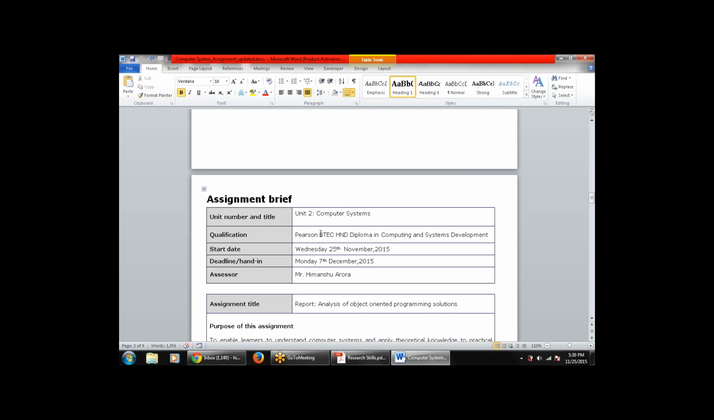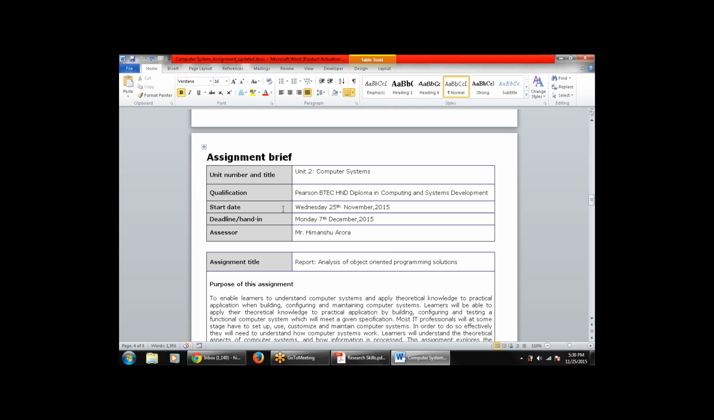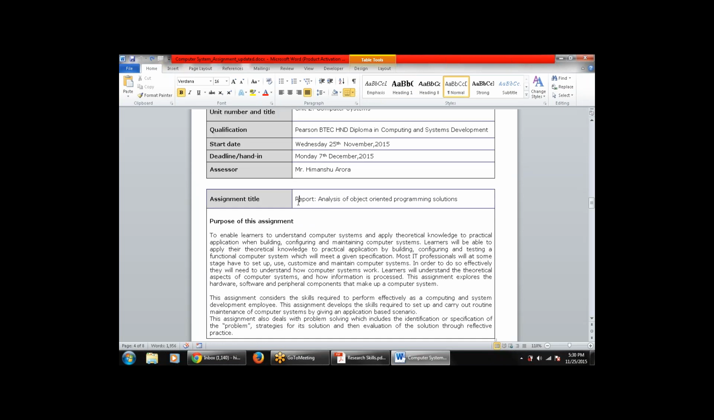Now this is the next page, that is the assignment brief. That is what is the assignment: the name, title, qualification, start date, deadline, hand-in, assessor, right? Then assignment title, this is the report analysis of this one. Then purpose of the assignment, that is the main purpose, to learn how to configure and build and maintain the computer system.